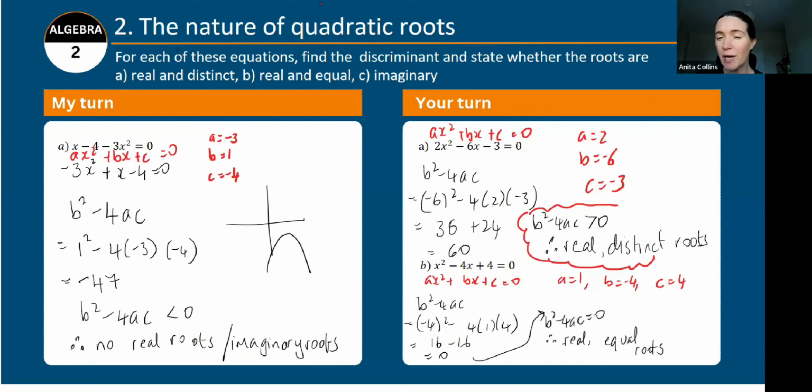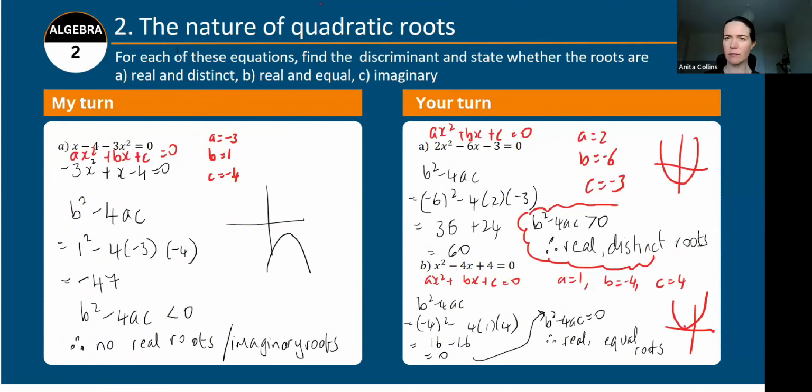Okay, good. Just have a quick look at the picture of what we're looking at here. Here, the coefficient of x squared is positive, so it's a U-shaped graph. And we know it has real distinct roots, so it looks something like that. I don't know exactly where the roots are, but that's an idea of what it might look like. The second one is also a U-shaped graph, and it has real equal roots, so it might maybe look like that.